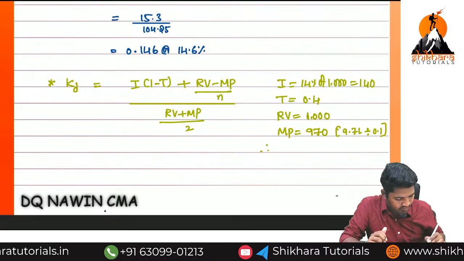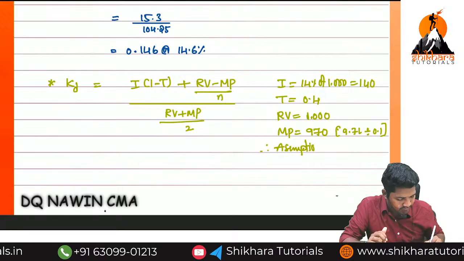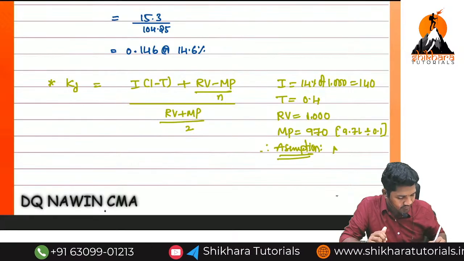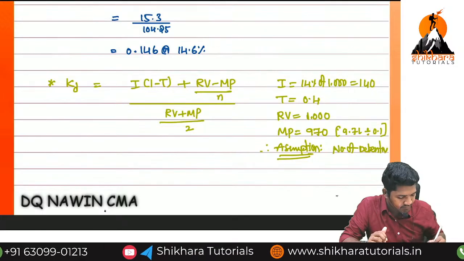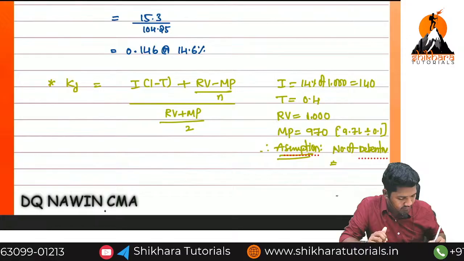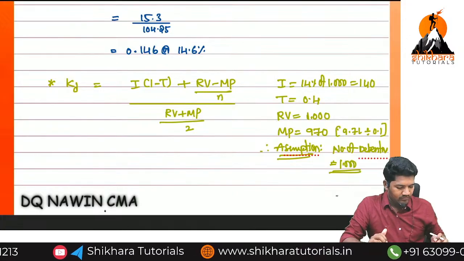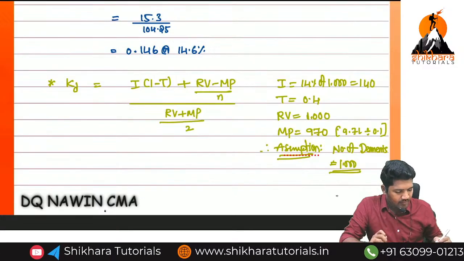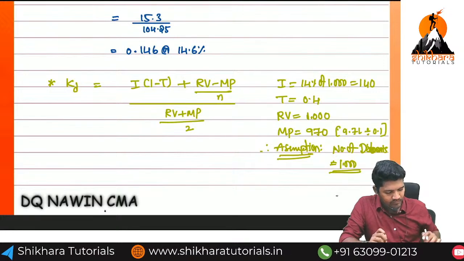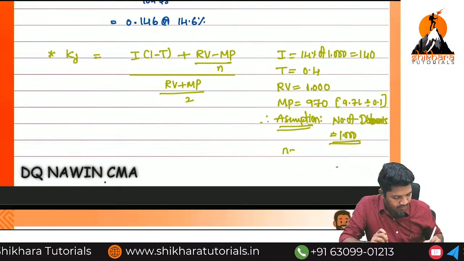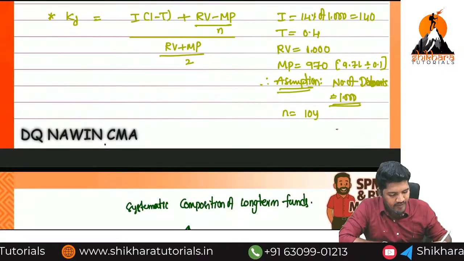Therefore, the assumption: number of debentures equals 1000. Now n equals the number of years. How many years? 10 years. I think all the required information is completed.